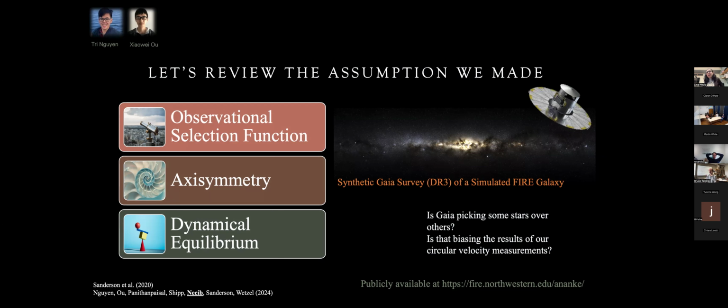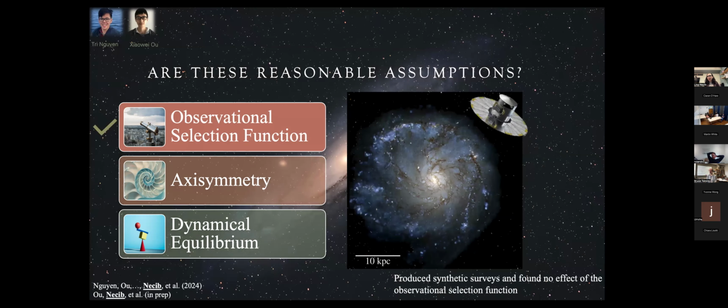And these are, of course, publicly available for everybody to use and play with. We applied our entire pipeline on these synthetic surveys. And what we found is that the synthetic surveys, at least from the Gaia selection function, did not really have much of an effect on the observed rotation curve.